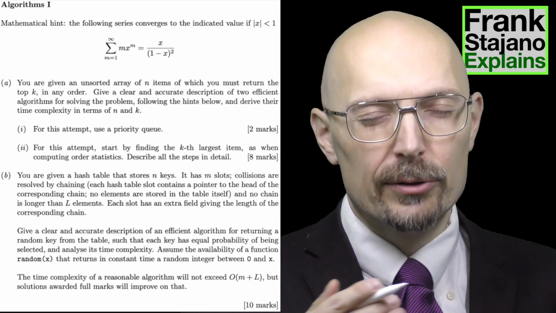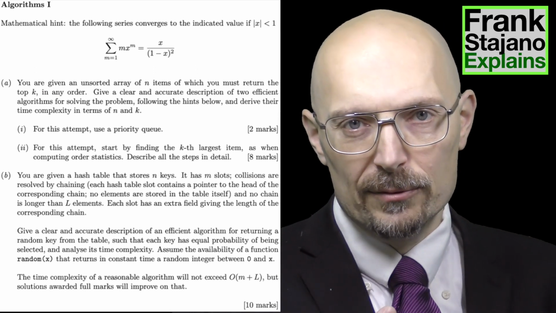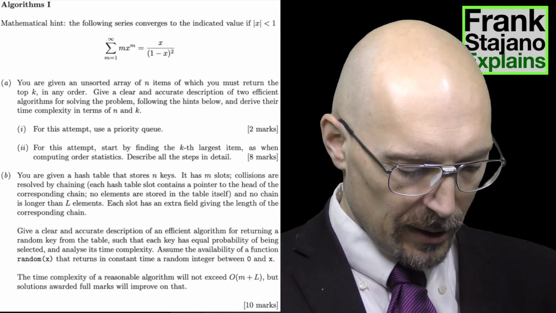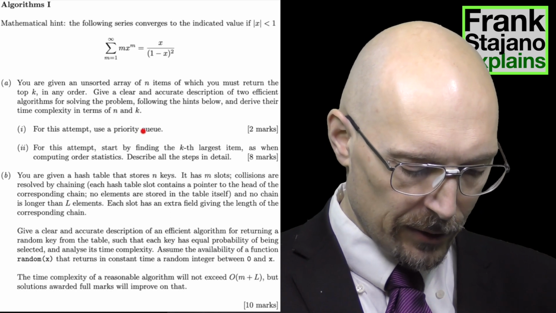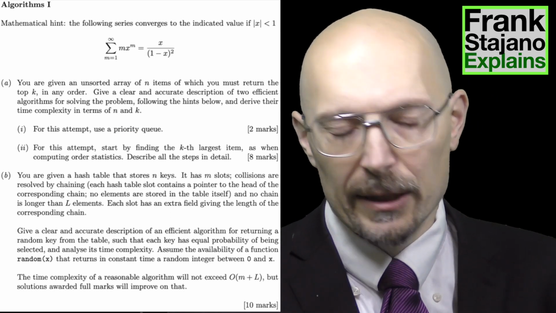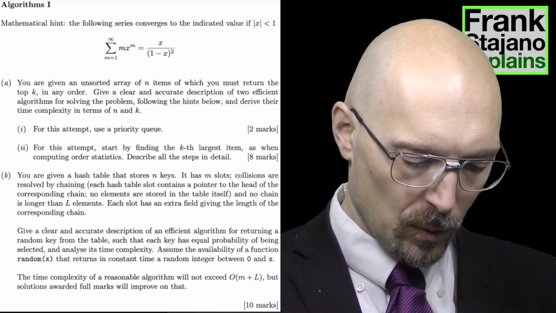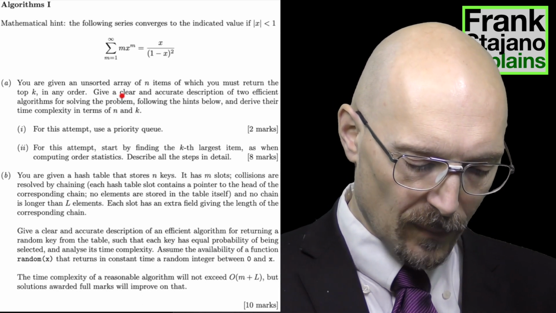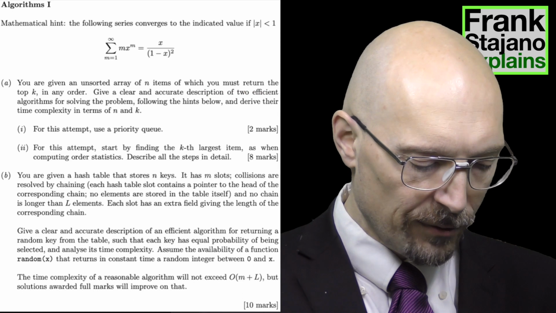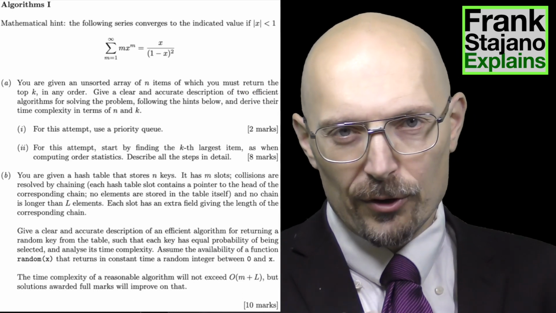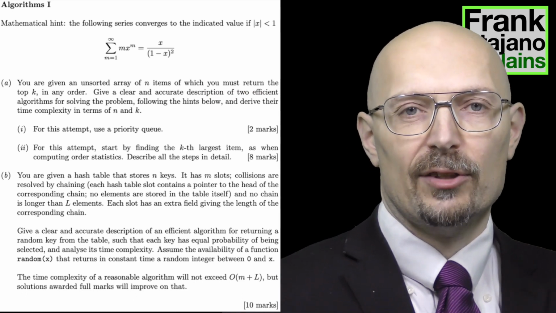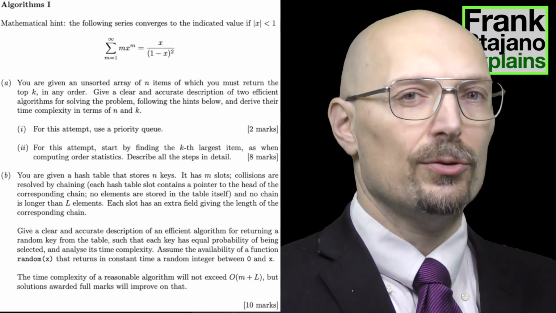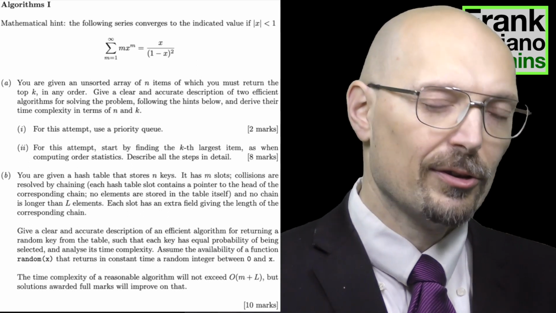I can return you the top k in order from smallest onwards by using a priority queue, a heap, a min heap. So when the question asks me give a clear and accurate description of 2 efficient algorithms, efficient must be in the context of some kind of baseline thing. I mean, if you do this, then nobody's going to be impressed. It's correct, but that's fine.